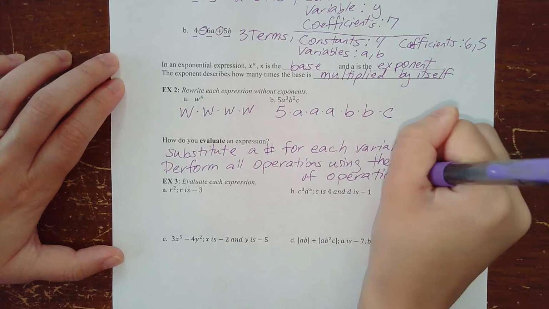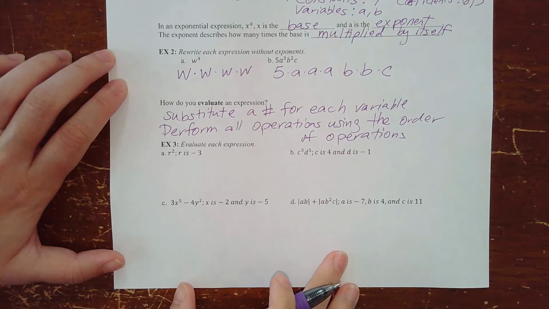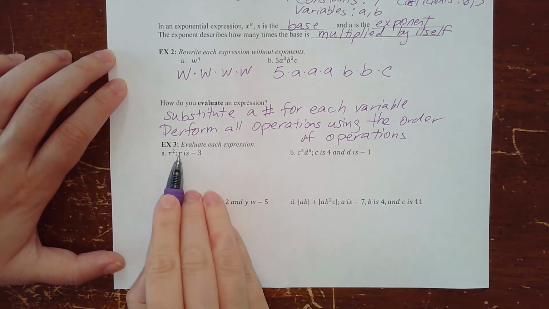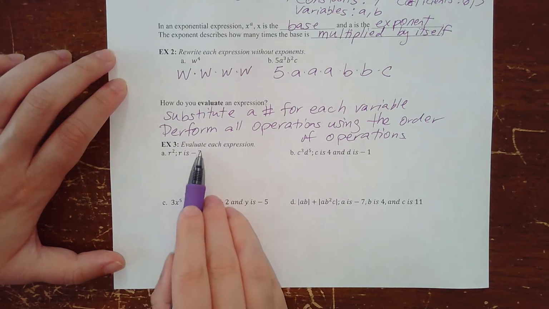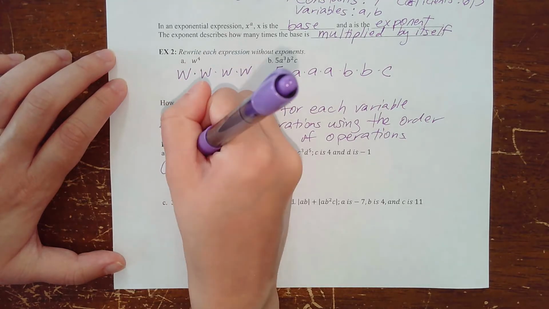So let's try some of those. So in example 3, evaluate each expression. So in part A, we have r squared, and it tells us that r is negative 3. So the first thing I'm going to do is I'm going to substitute negative 3 for r. So what that looks like is negative 3 squared.